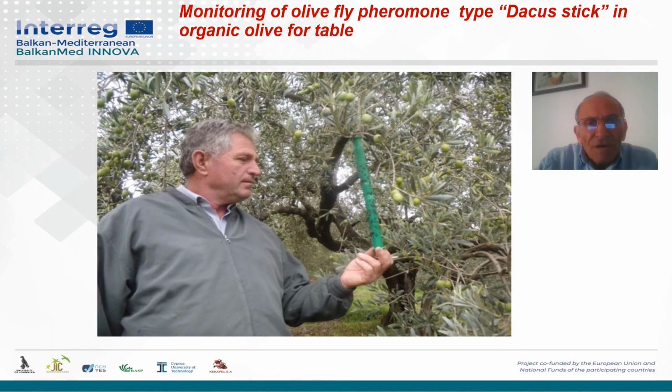Here is monitoring of olive fly with pheromone, of the type Dacus stick, in organic table olives. We see here a tube with sticky substances, and we see here many adults of Bactrocera oleae. It is very easy to count.